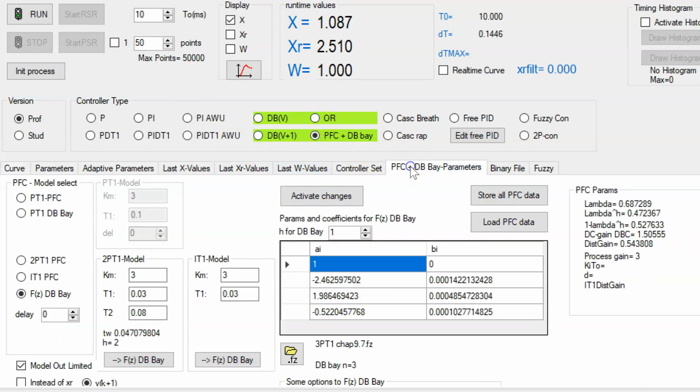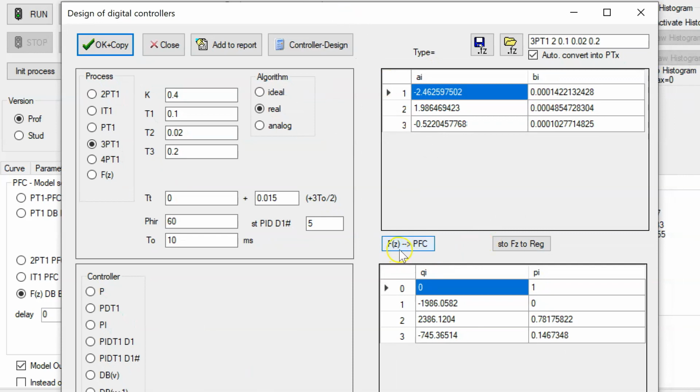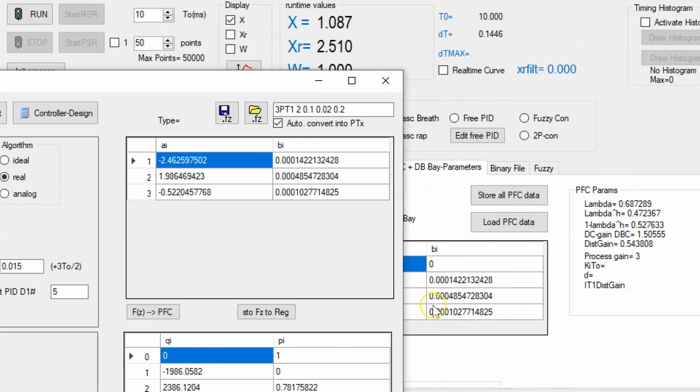PFC, now we have to load. So the question is, where do I get these values if I have not an AB calculator here? The way is very simple. In my design, there is a button where I can send the A's and B's, so the FFC, to the PFC. Look what happens if I push on this button. Now you see the values are the same. It's already done, but if you change something here, you should push this button again.